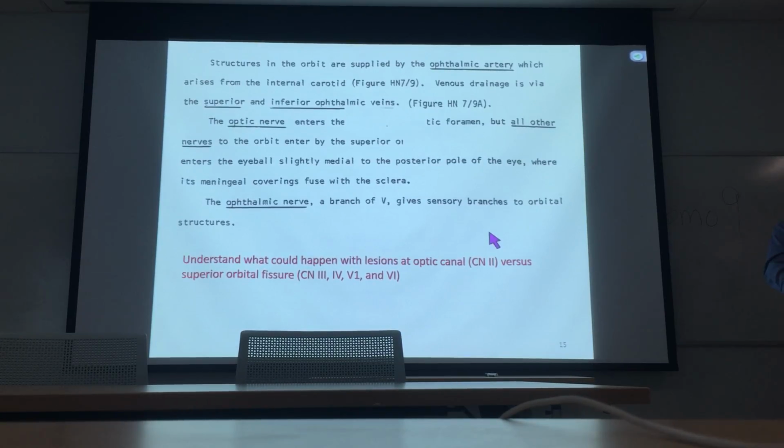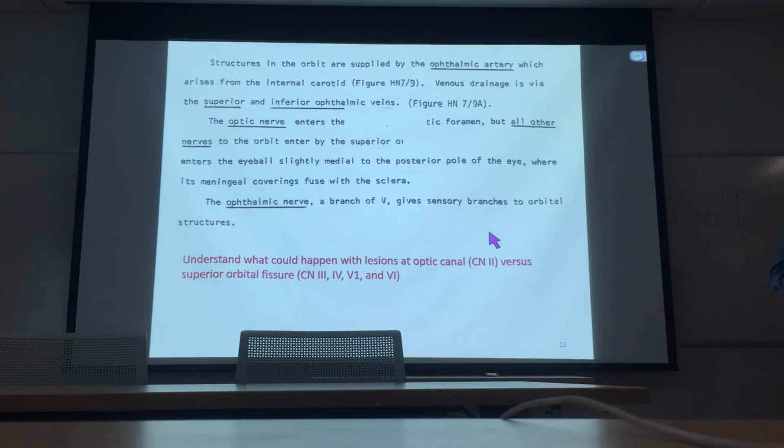So a lesion, a tumor, something at the optic canal foramen would cause what? A problem with vision, because it would affect the optic nerve. If all the nerves traveling through the superior orbital fissure were affected, what would be affected? It'd affect all movement of the eyeball, because that would be 3, 4, 6. So you couldn't move the eye. You'd still be able to see, your vision wouldn't be impaired, because cranial nerve 2 would still be fine.